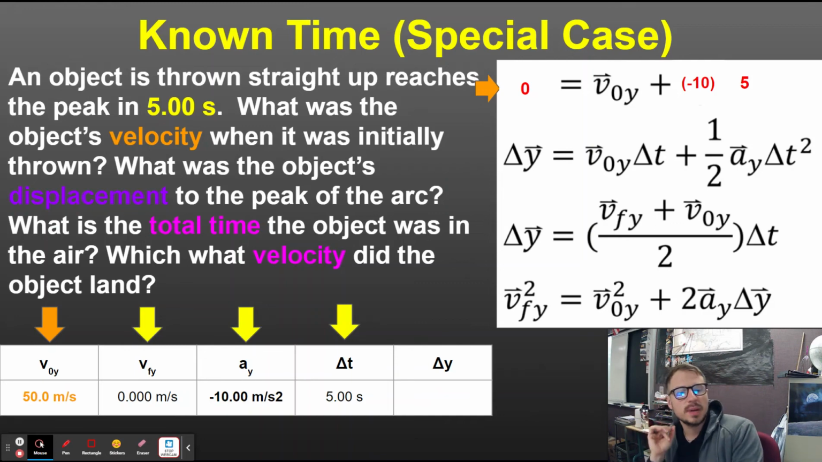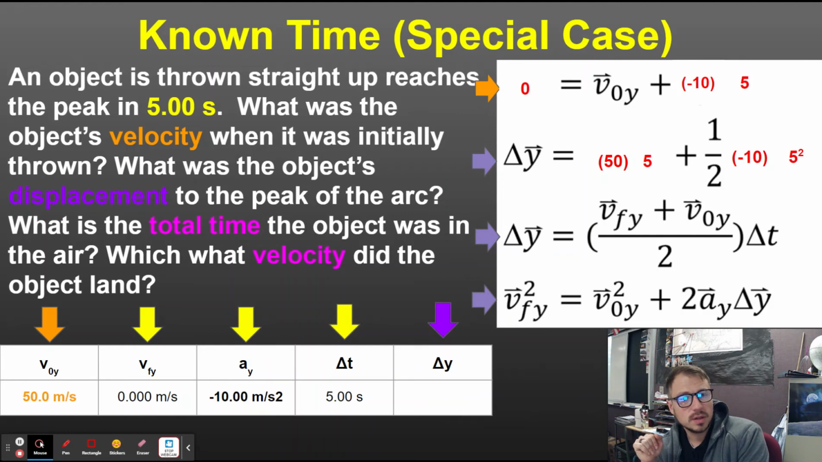And like I said, this is a special case because if you do not calculate the initial velocity correctly, you will not calculate anything else correctly after that, because initial velocity is in all of them. So I'm going to solve for the displacement. Doesn't matter which one I use. I'm just going to use the easiest one. Plug everything in, 125 meters.